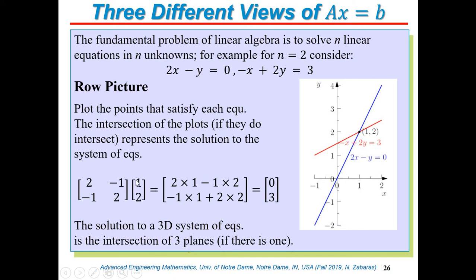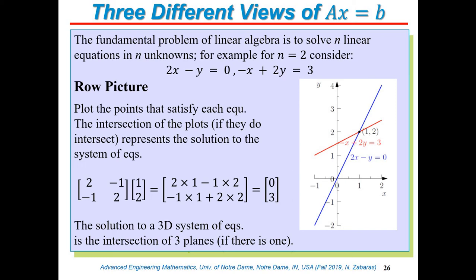So (2, -1) dotted with (1, 2) gives me 2 times 1 minus 1 times 2. That's the way you multiply matrices with vectors. And this is equal to 0, right? So it's correct here. And this times that gives me another row. And this is, of course, in our case, equal to 3.